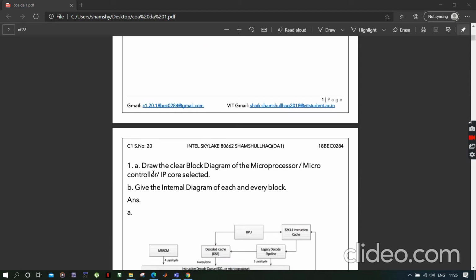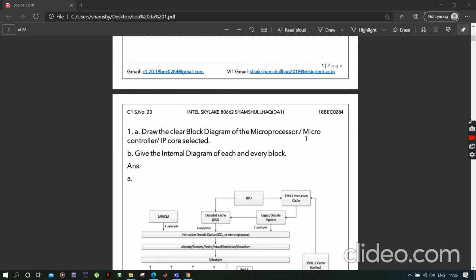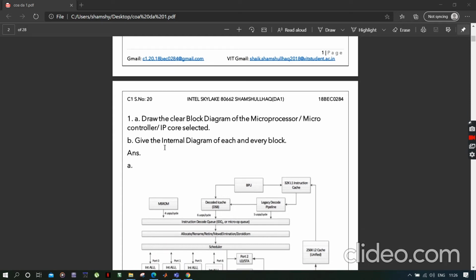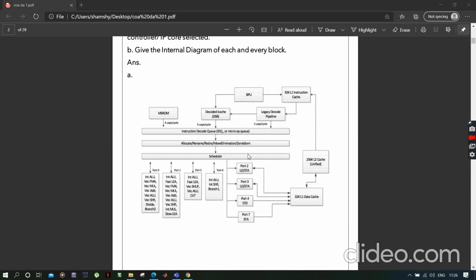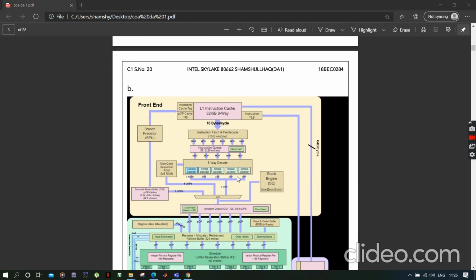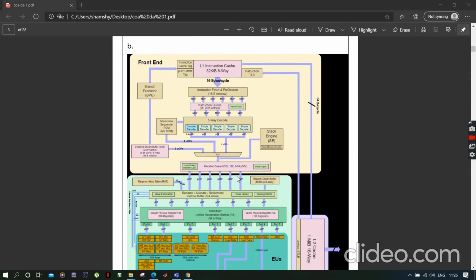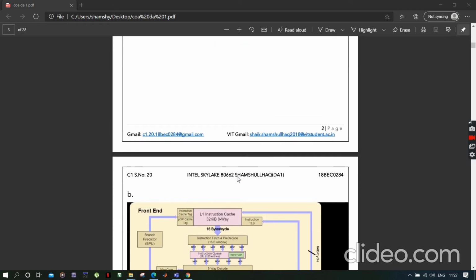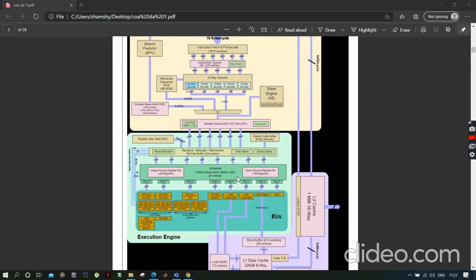The first question is basically: draw the clear diagram of the microprocessor. And the second part of the first question is: give the internal diagram of each block. Here's the basic block diagram of my microprocessor, and this is the detailed diagram of the microprocessor I selected.